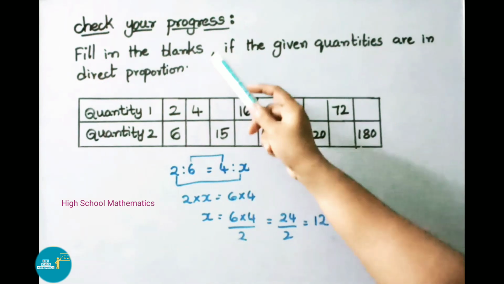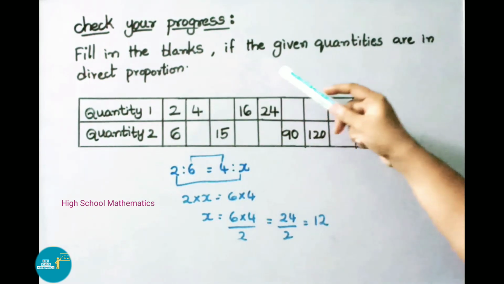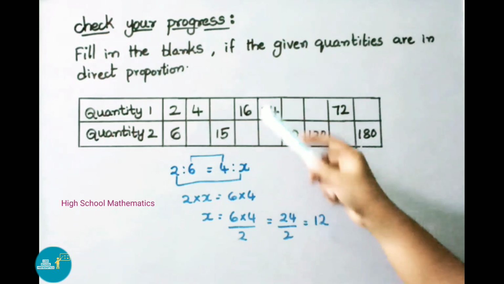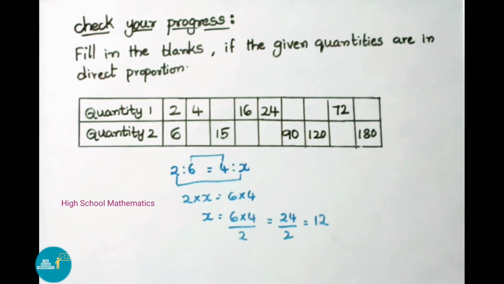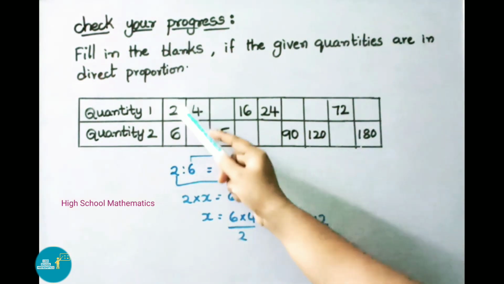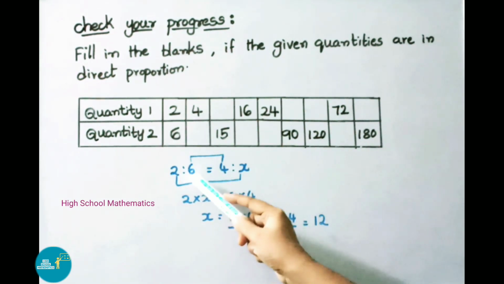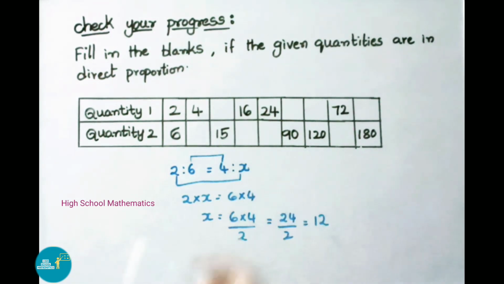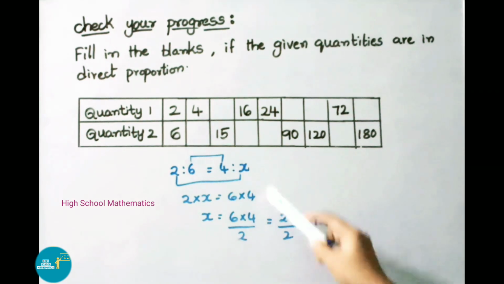See now, check your progress. Fill in the blanks if the given quantities are in direct proportion. They have given a table, quantity 1 and quantity 2. We have to fill the missing numbers here and we have to find whether those numbers are in direct proportion or not. Let us take the first one, 2 and 6. So we have taken that quantity as 2:6, that equals the second one 4:2. Here the unknown value we have taken as x.